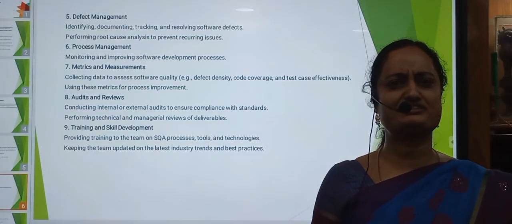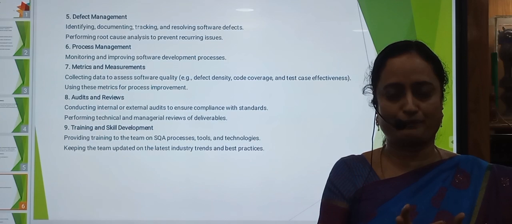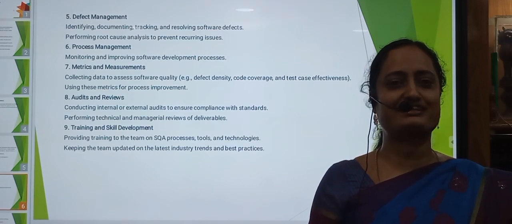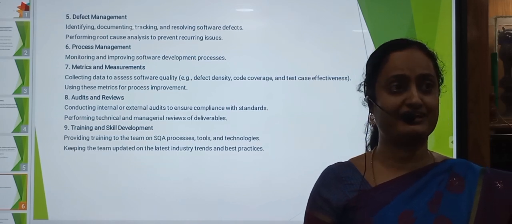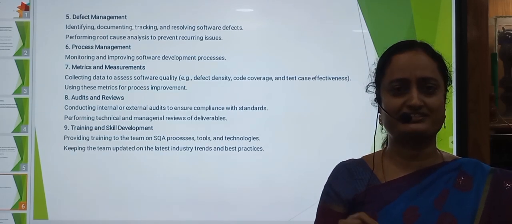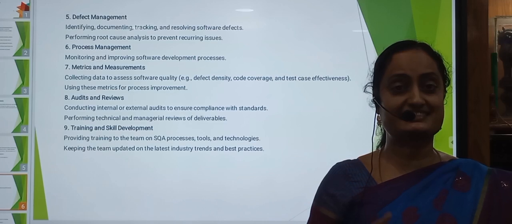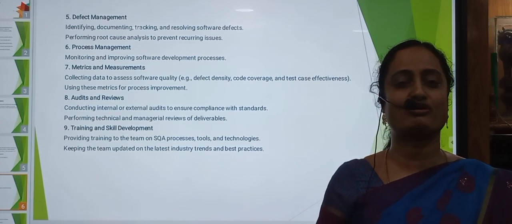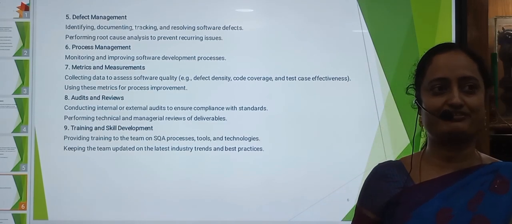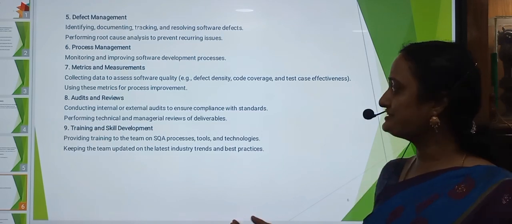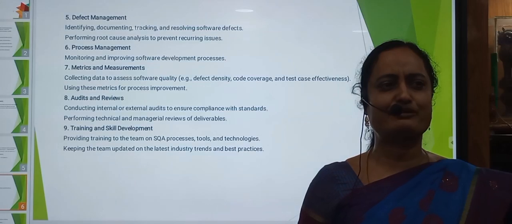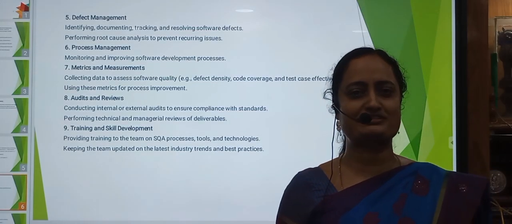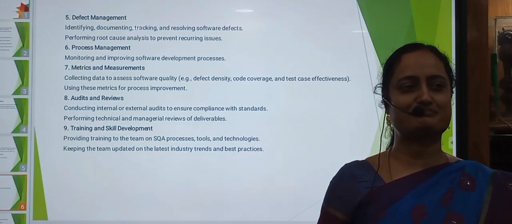Next component, defect management. Suppose our project is done. Identifying and documenting how many bugs are there, then tracking the bugs and resolving the bugs, is called defect management. Next, process management. Process management means monitoring and improving the software development process.